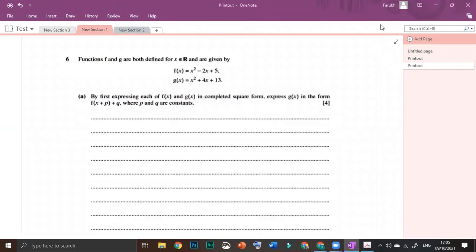Assalamu alaikum. Today we will practice functions with the help of past paper questions. This question is from June 21 and the variant is 3.